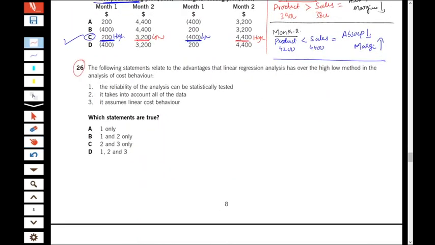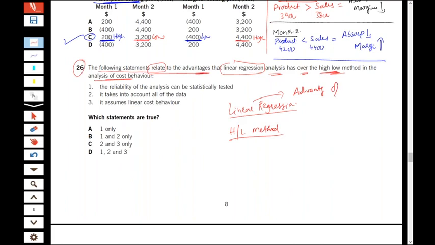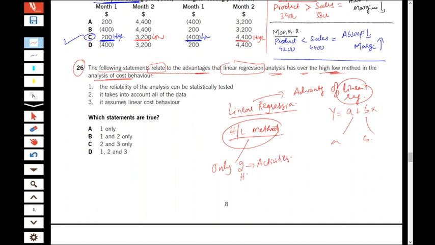Now, number 26. The following statements relate to the advantages that linear regression analysis has over the high-low method in the analysis of cost behavior. See, there is the high-low method and there is linear regression. We are here to discuss the advantages of linear regression. Linear regression, if you remember, is y equals a plus bx, and there is a different formula to calculate a and b. In the high-low method, only two activities are considered, that is high and low.